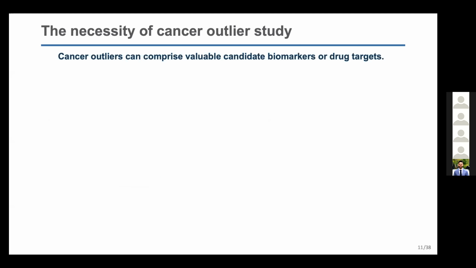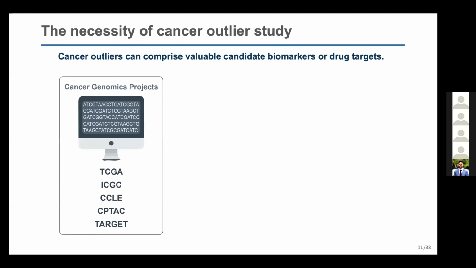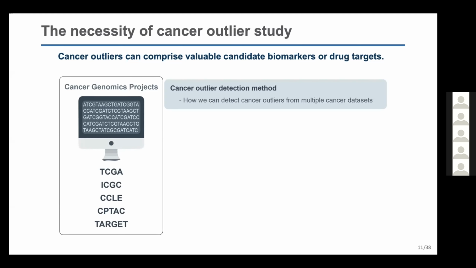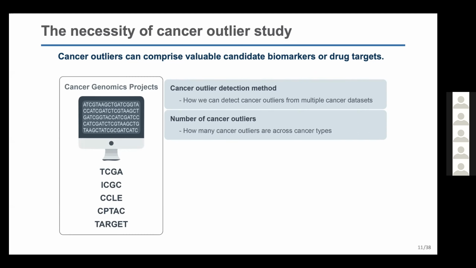The previous study shows that cancer outlier studies found cancer outliers that can be valuable candidate biomarkers or drug targets. But even though we have an extensive amount of public data, with a lot of cancer genomics projects including TCGA, we don't know if any proper cancer outlier detection method can be used across multiple cancer data sets. And so we don't know the number of cancer outliers: how many there are across cancer types or per patient.